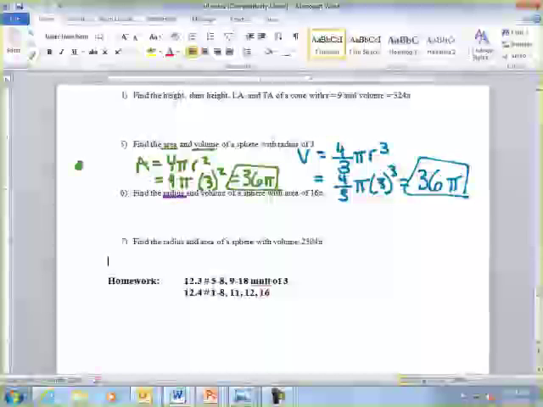For number 6, we want radius and volume. We are given area is 16 pi. And our area formula is 4 pi r squared. So how do I solve that? Divide by pi. And also the 4. And 16 divided by 4 is 4. So 4 is r squared. So r is 2.